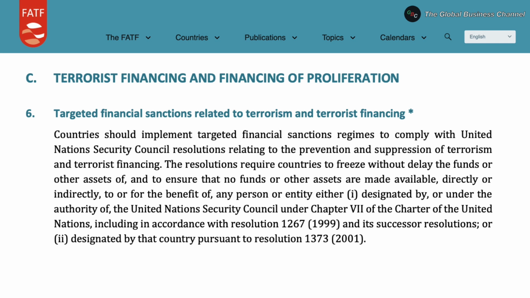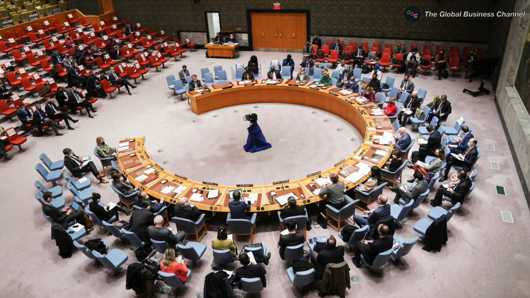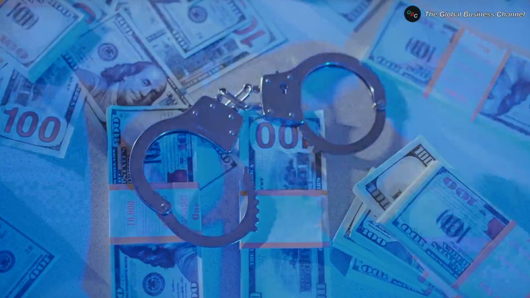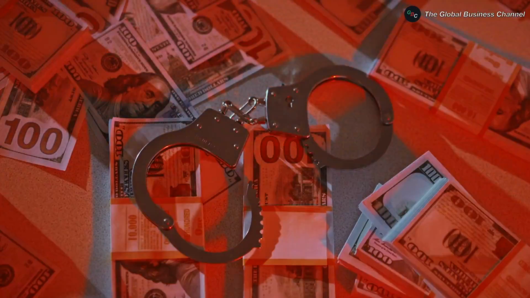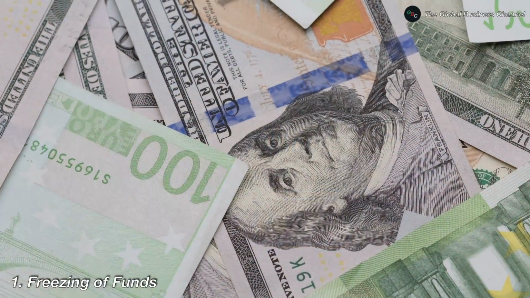As a general overview and summary, Recommendation 6 of the Financial Action Task Force focuses on targeted financial sanctions related to terrorism and terrorist financing. It mandates that countries implement measures to comply with the UNSC resolutions relating to the prevention and suppression of terrorism and terrorist financing. This includes freezing funds or other assets of persons involved in terrorism without delay, in line with UN sanctions regimes. Key requirements include: number 1, freezing of funds.